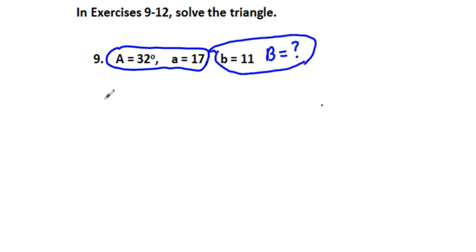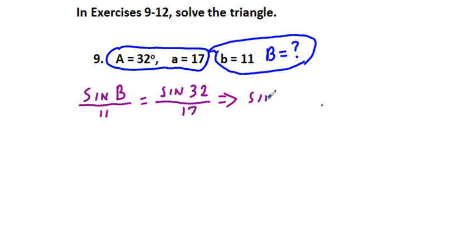And so this time we have the sine of angle B, and we don't know what angle B is, is to side b, which is 11, the same as the sine of 32 degrees, which is the sine of angle A, is to side a, 17. So cross multiplying, we have the sine of angle B is equal to 11 times the sine of 32 degrees over 17.